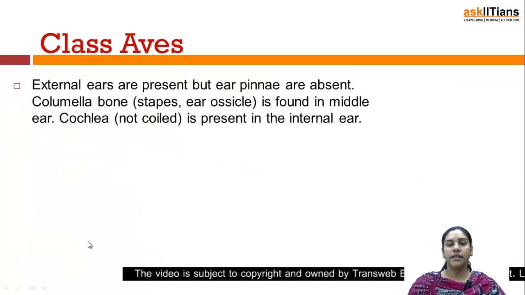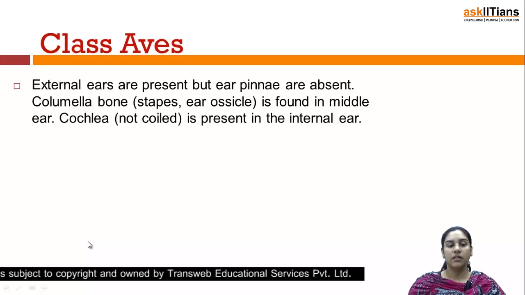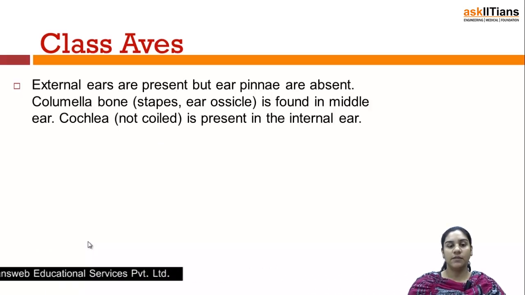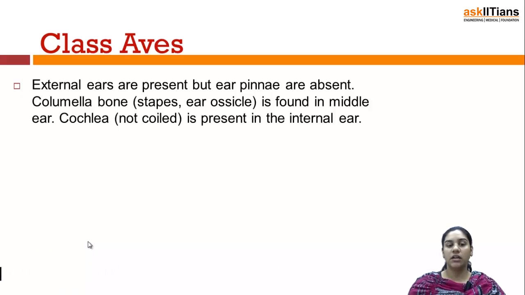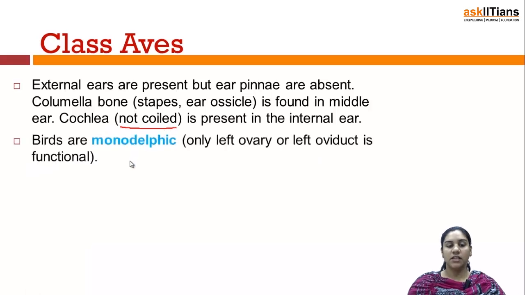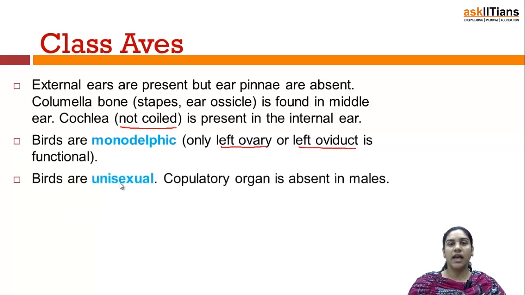The external ears are present but ear pinnae are absent. The columella bone, the stapes ear ossicle, is found in the middle ear, and the cochlea is present in the internal ear, but the cochlea is not coiled. The birds are monoovarian, which means only one ovary works. One ovary is functional, that is the left ovary and the left oviduct. The birds are unisexual and a copulatory organ is absent in the males.